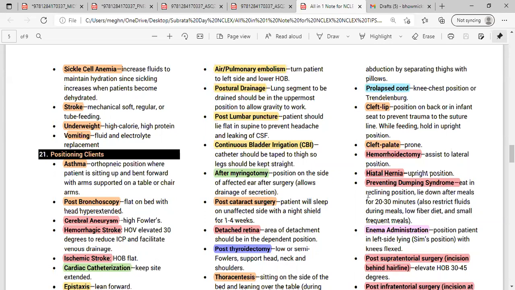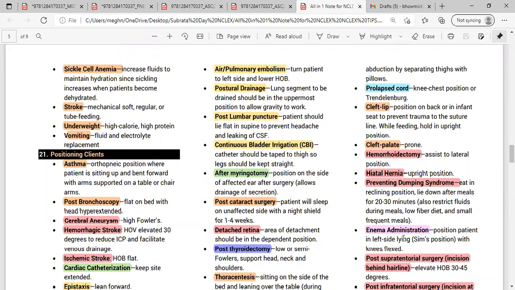So eat in a recumbent position and lie down after the meal for 20 to 30 minutes. Also restrict fluid during the meal, low fiber diet, and small frequent feedings. If anybody needs an enema, the position of the patient is left side lying. So left side lying, right?